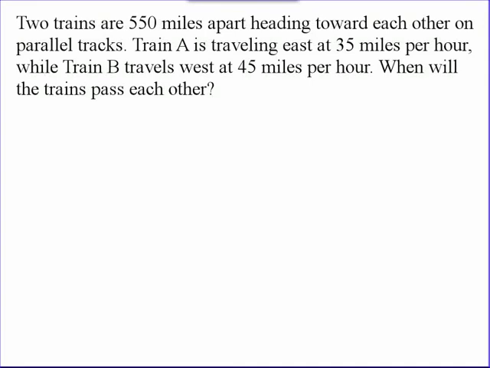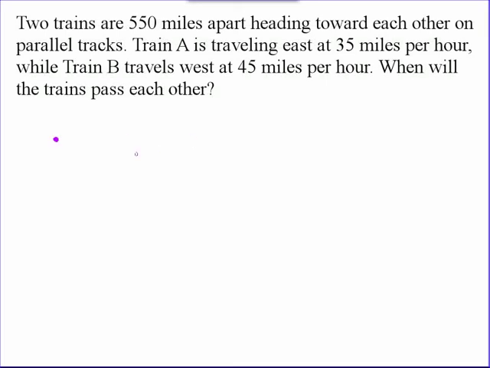Okay, there's your next one. 2 trains are 550 miles apart, heading toward each other on parallel tracks. Train A is traveling east at 35 miles per hour. Train B is traveling west at 45 miles per hour. When will the trains pass each other?